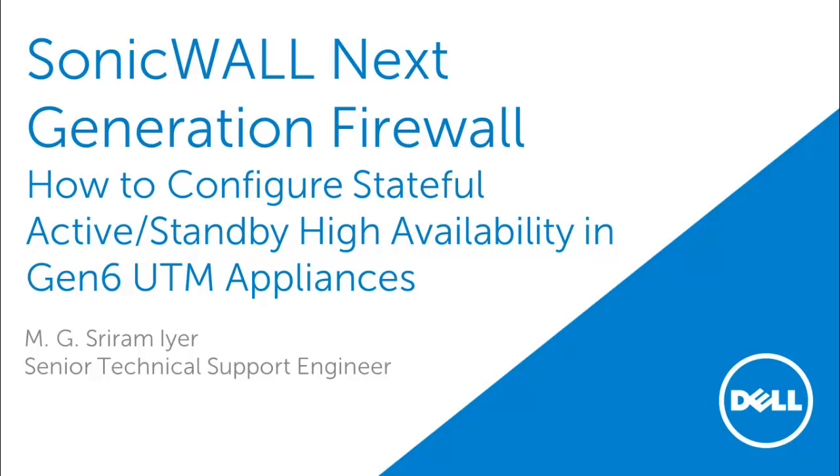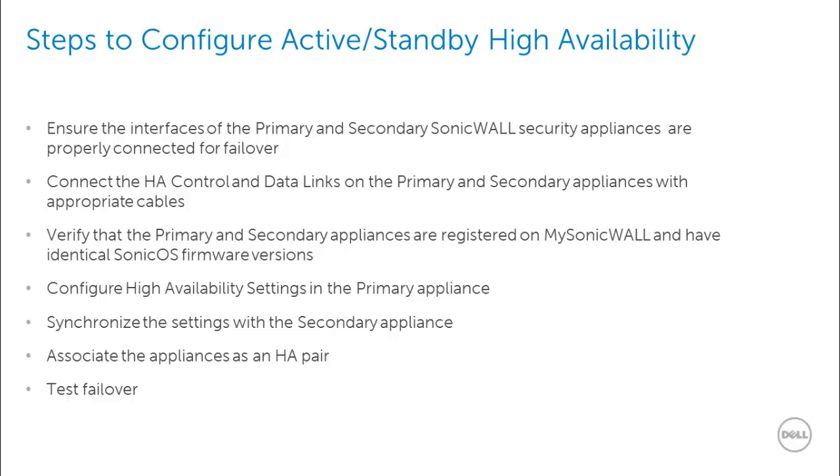In this video, I'm going to show you how to configure stateful active standby high availability in Gen6 UTM appliances. These are the steps to configure active standby high availability. Ensure the interfaces of the primary and secondary SonicWall security appliances are properly connected for failover. Connect the HA control and data links on the primary and secondary appliances with appropriate cables. Verify that the primary and secondary appliances are registered on MySonicWall and have identical SonicOS firmware versions.